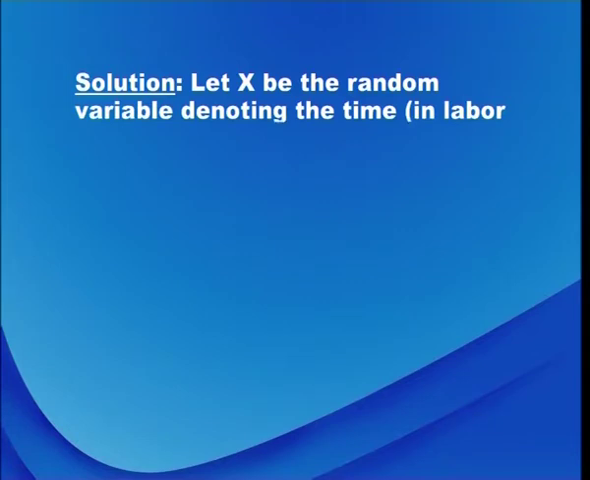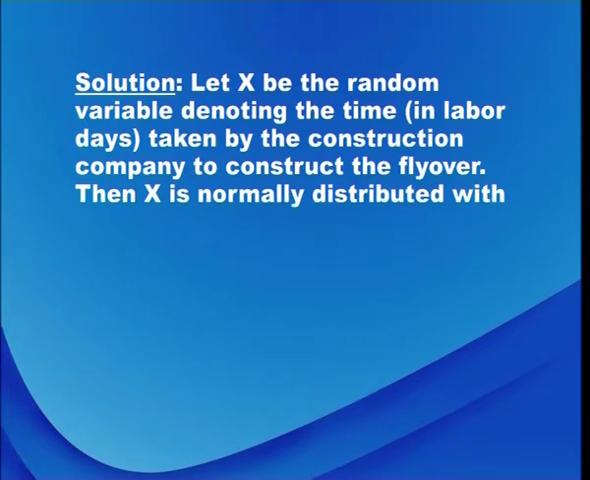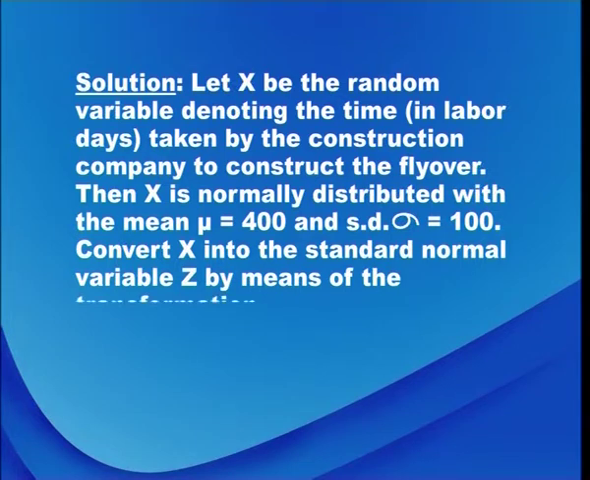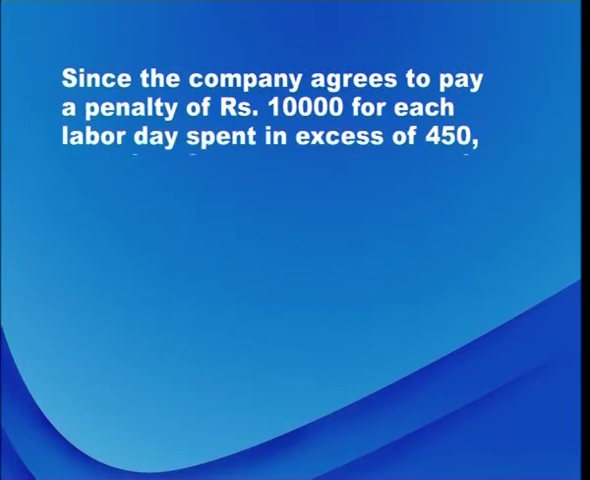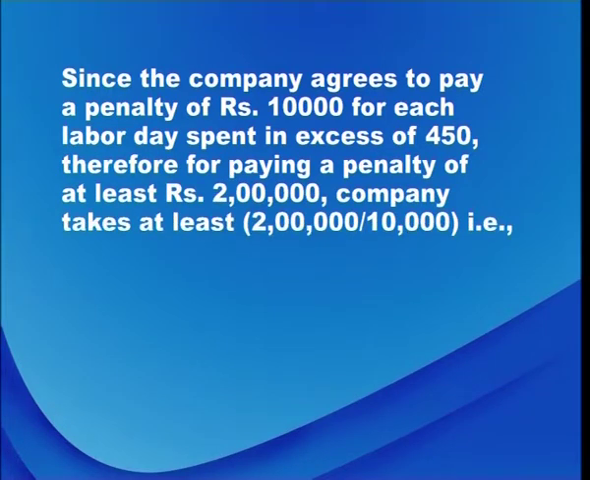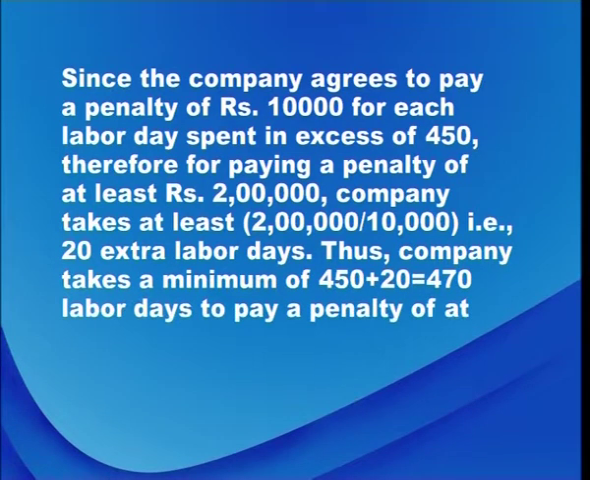Let's see the solution. Let x be the random variable denoting the time in labor days taken by the construction company to construct the flyover. Then x is normally distributed with the mean mu equals 400 and standard deviation sigma equals 100. Now convert x into standard normal variable z by means of the transformation z equals (x minus mu) upon sigma. Now since the company agrees to pay a penalty of rupees 10,000 for each labor day spent in excess of 450, therefore, for paying a penalty of at least rupees 2 lakh, the company takes at least 2 lakh upon 10,000, which is equal to 20 extra labor days.